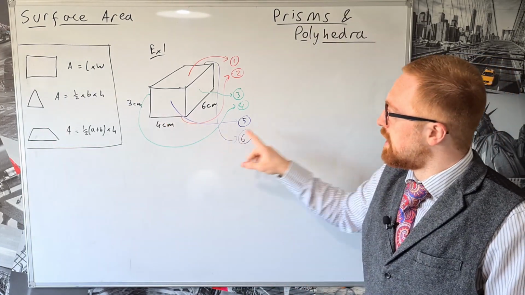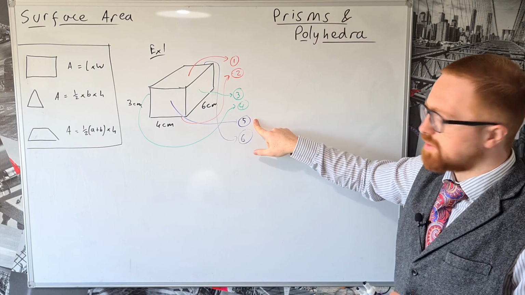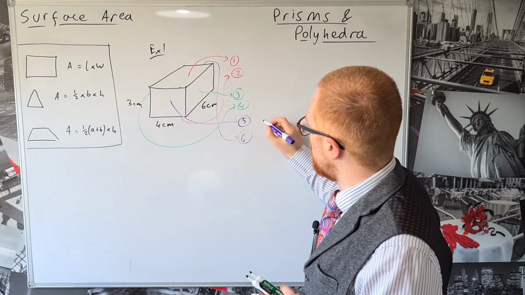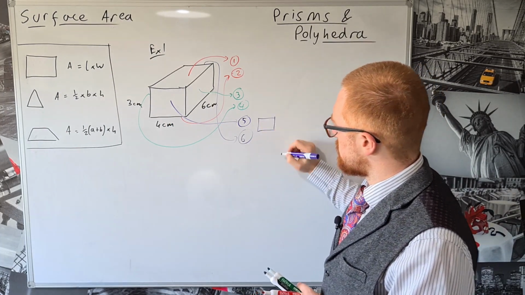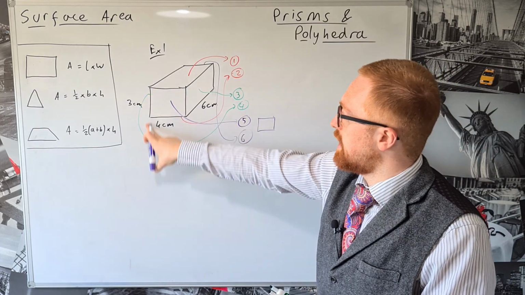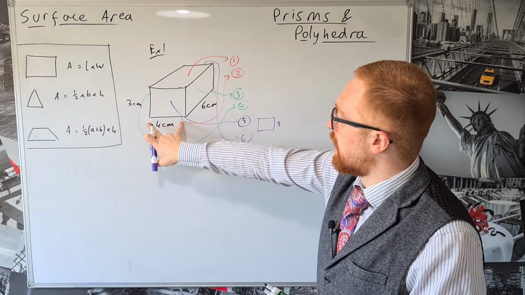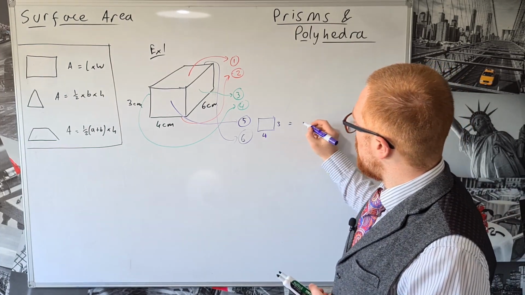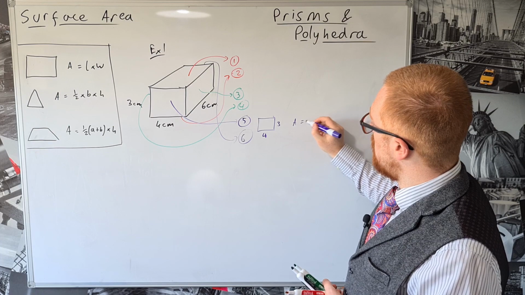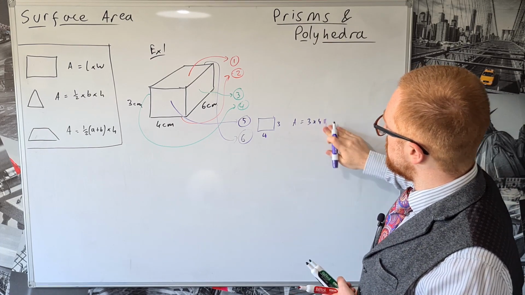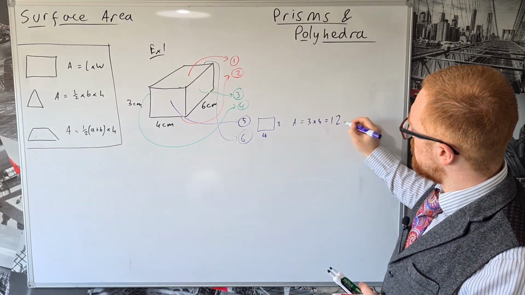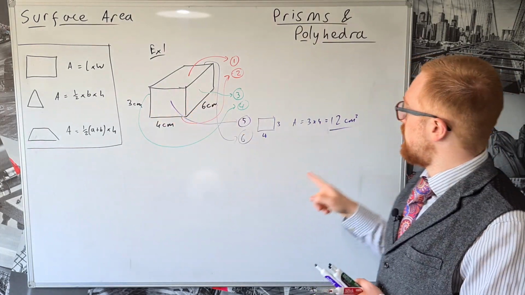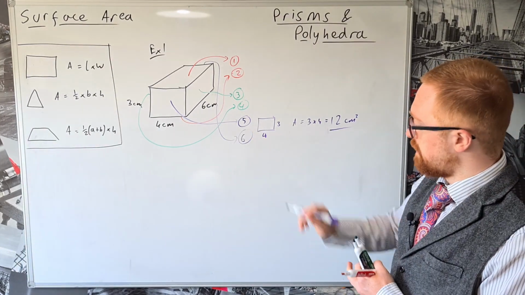So actually in this case, it's much easier to see 5 and 6. So we'll start there. So 5 is this rectangle here. And again, sometimes it's quite useful to just draw it out. So 5 has a height of 3, or a width of 3, and a length of 4. Which means that the area is equal to 3 times 4, which is equal to 12. Okay, so the area of that first rectangle there is equal to 12 centimeters squared. So that's the area of 5.